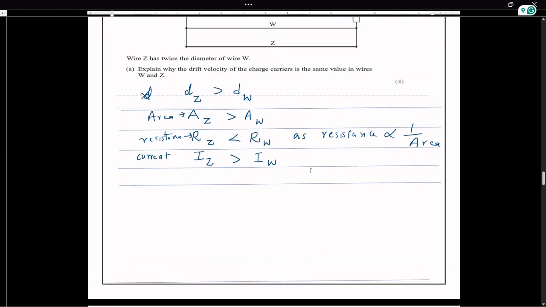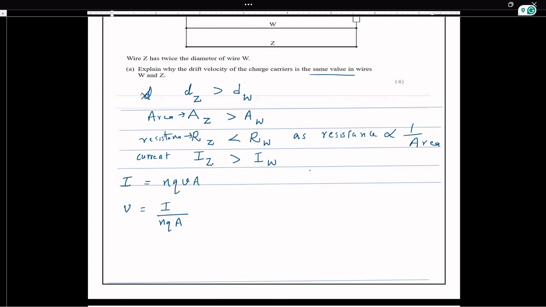But the question is, explain why the drift velocity of the charge carriers is the same. Drift velocity remains the same. So now let us think about the relation relating current. We reached up to current. Current is n Q velocity times A. This is the equation. Therefore, we have the drift velocity V is I over n Q A.